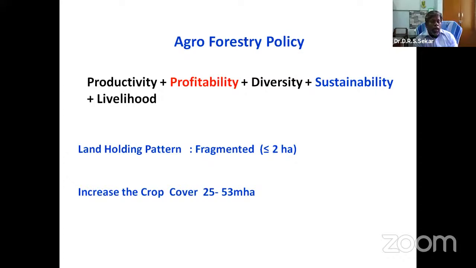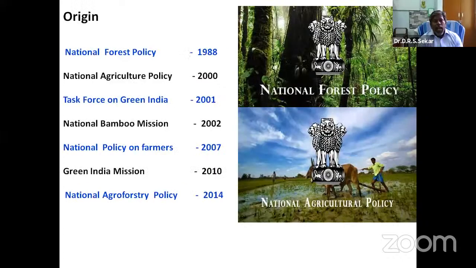The agroforestry policy also has the aim of increasing the tree cover from 25 million hectares to 53 million hectares. That was the target fixed, as we have the target of having 33% forest cover of the total area. That is again the tree area also having the target.